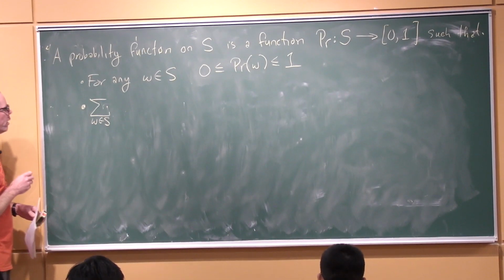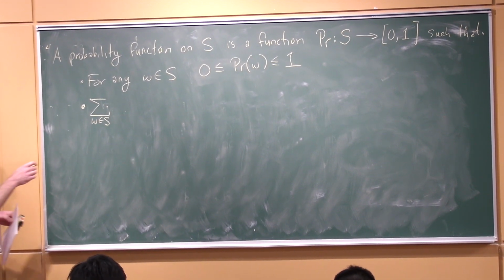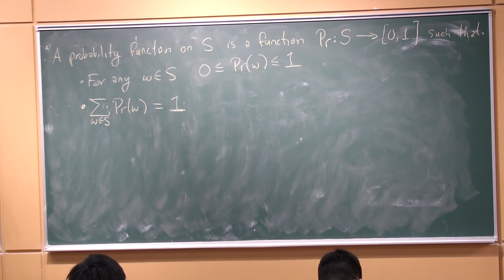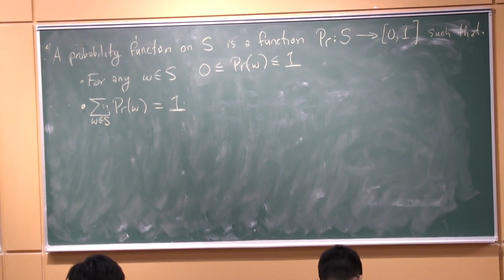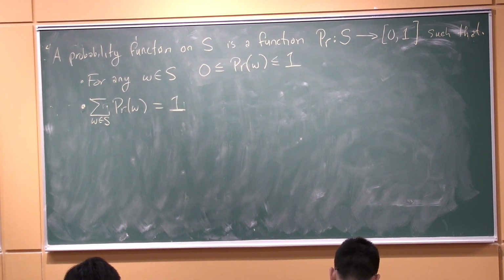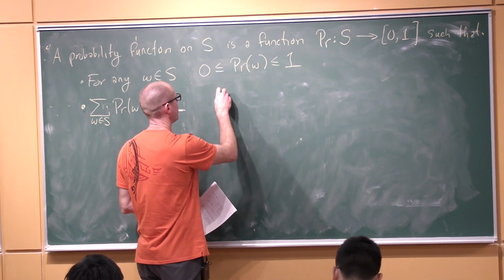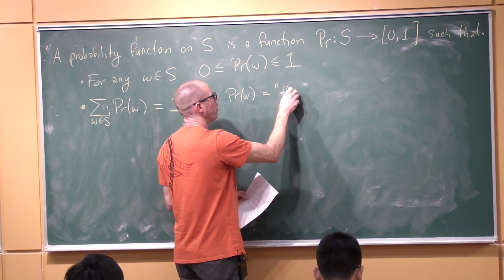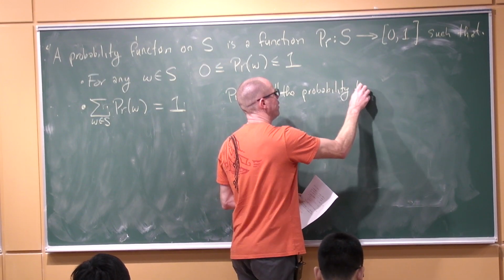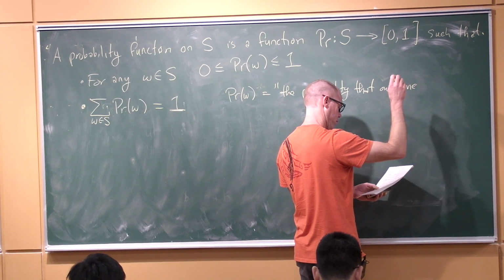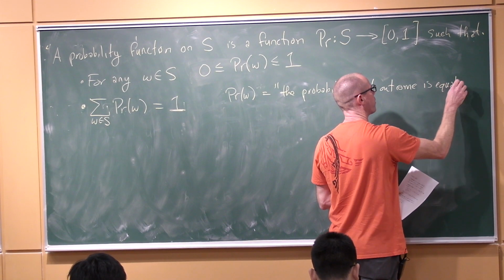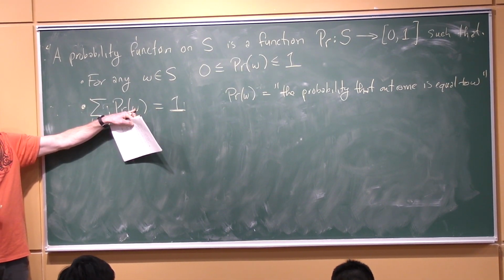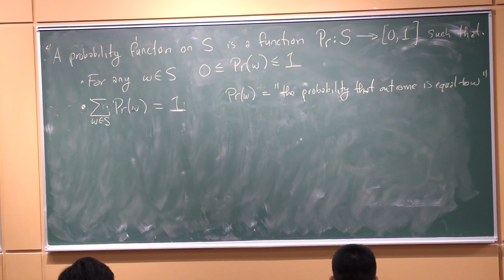And if we add up, for each element of S, so for each outcome, if we're using this new language, we add that up over all the elements in S, then we get 1. And this Pr(w), we say that out loud as the probability that outcome is equal to w. If you look in the textbook, this thing that I'm calling w is actually an omega in the textbook, but I'll keep forgetting, and so I'll just call it w as I talk here.